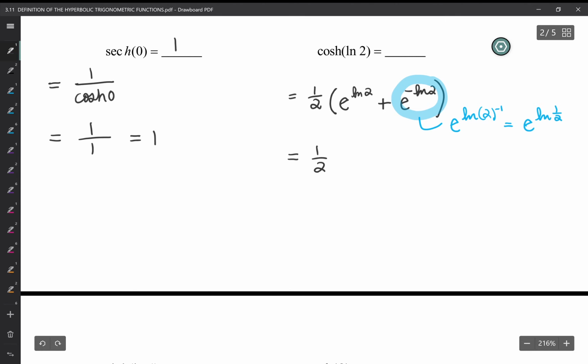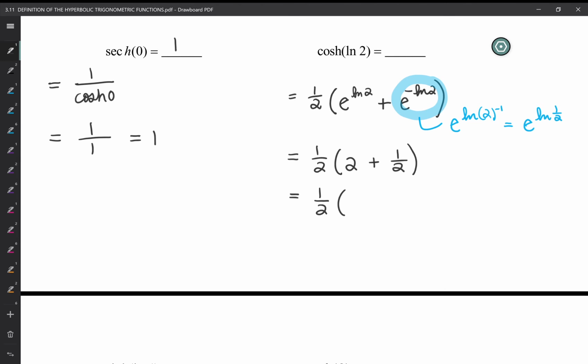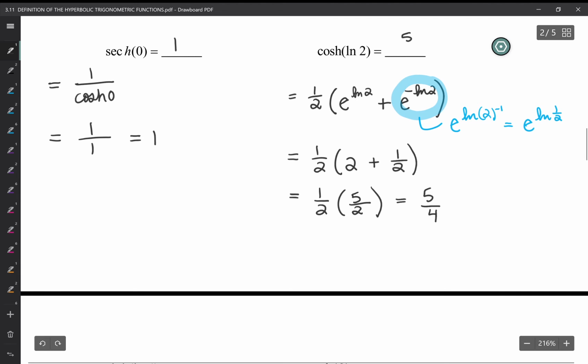So we have 1/2 times e to the natural log of 2, where the e and natural log cancel out. So we're left with 2 plus 1/2. So this is equal to 1/2 times the quantity of 2 plus 1/2. 2 is 4 over 2, so we have 4 plus 1 is 5 over 2, which is equal to 5/4. So the hyperbolic cosine of the natural log of 2 is equal to 5/4.